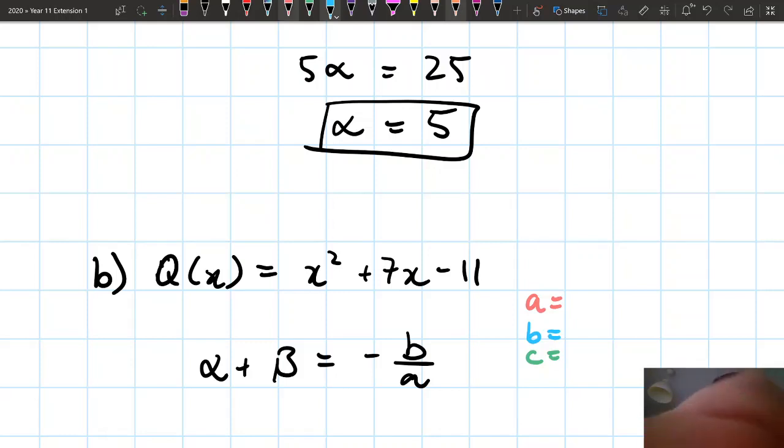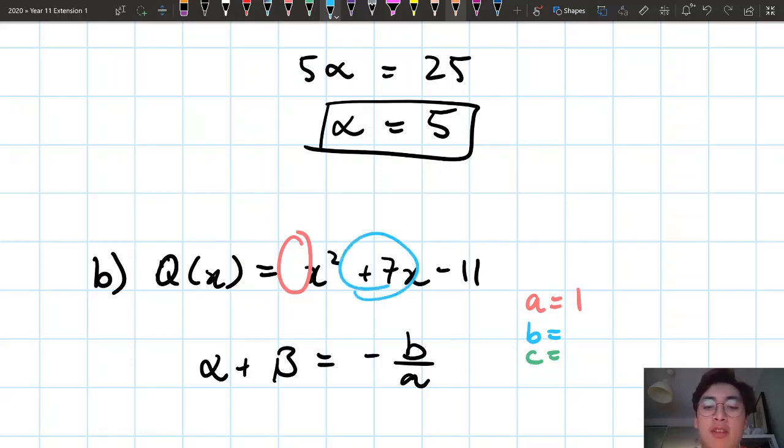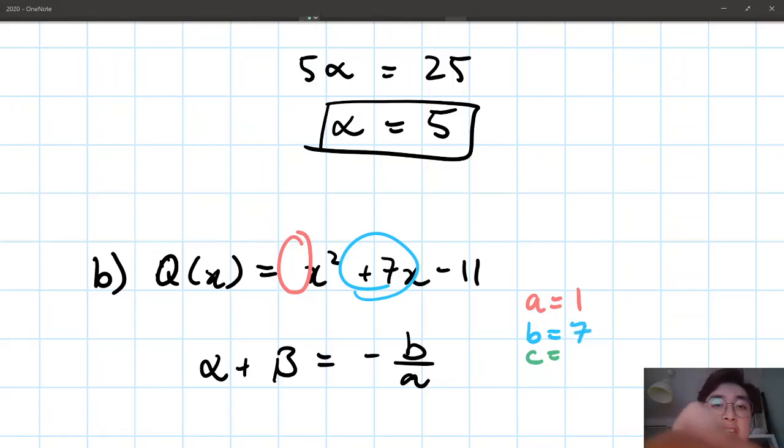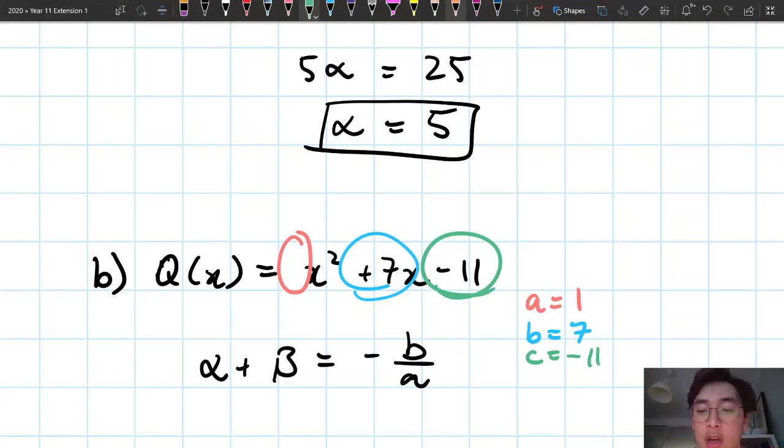So what is the value of A? A is just the coefficient of x squared. If you have a look here, there's no number, so what's the coefficient? Exactly right, the coefficient is 1. Okay, what is the coefficient B? It is just the coefficient of my x term, so here this is just going to be a positive 7, and C is just my constant term, which is minus 7.